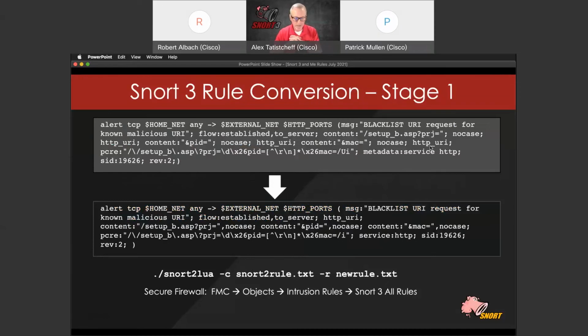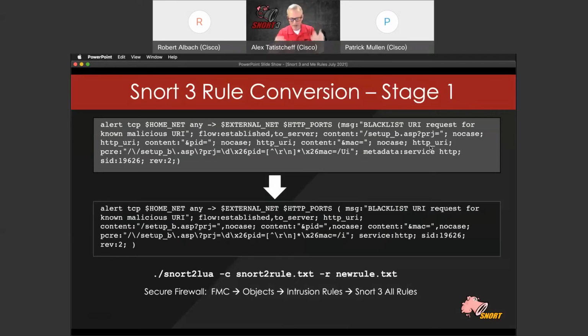Okay, so when we convert this rule, there's a rule at the top in gray, that's the one that we just saw. If you run it through the Snort to Lua utility, and I put two ways to do that down on the bottom, the command line is basically snort2lua -c, your input rule file, -r, your output rule file. So you run it, convert your Snort 2 rules to Snort 3. If you did this one rule, it would convert to the rule in black below. On the Cisco Secure Firewall, on your FMC or Firewall Management Center, you go to Objects, Intrusion Rules, Snort 3, All Rules, and you can import those rules there on that page in version 7, which is the first version that supports Snort 3.